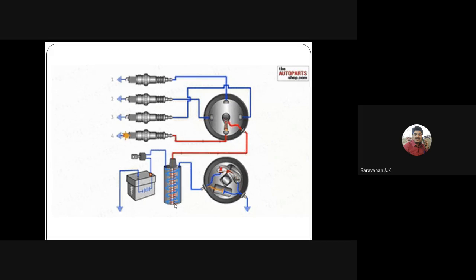In the secondary coil we have a large number of turns, right? So what will happen there? The voltage produced is very, very high. Compared to the primary voltage, a very high voltage is produced in the secondary. That high voltage passes through the distributor.